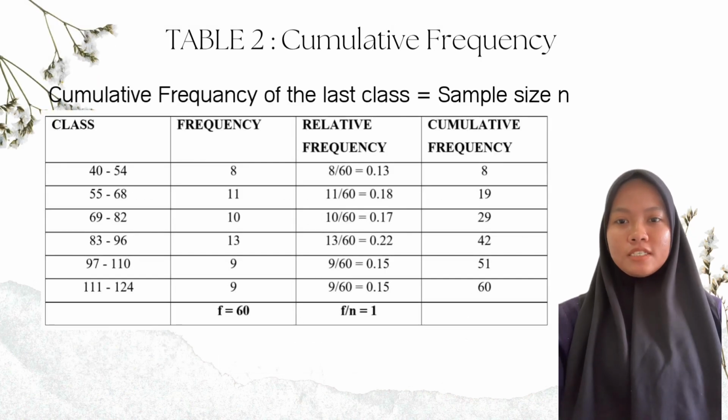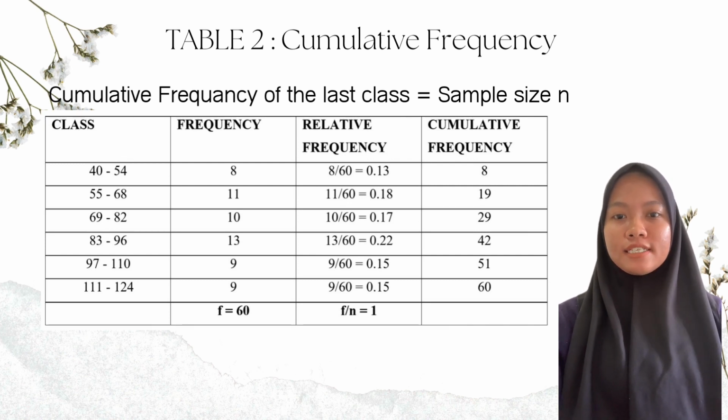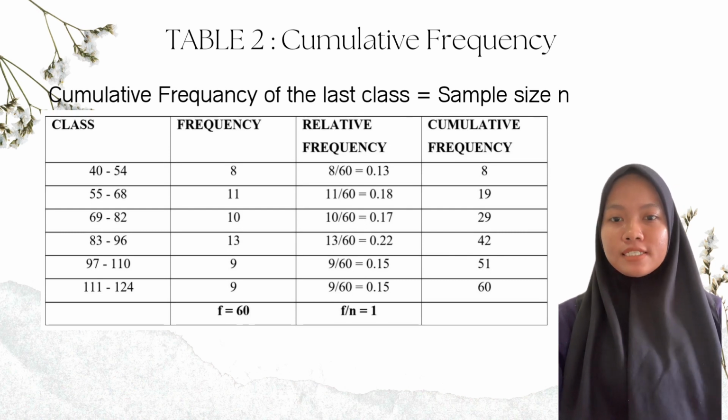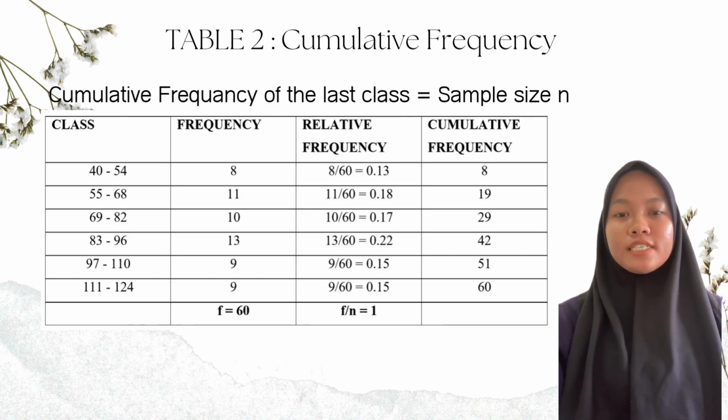Table 2 is cumulative frequency. The cumulative frequency of a class is the sum of the frequency for that class and all previous classes. The cumulative frequency of the last class is equal to the sample size n.